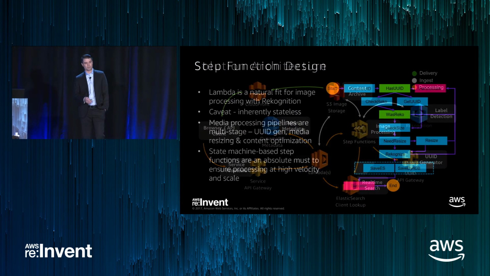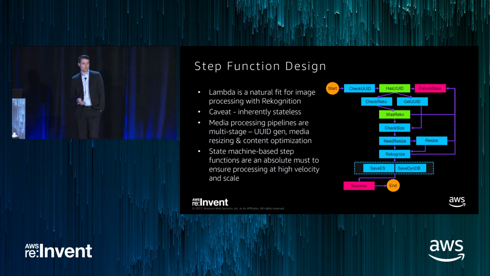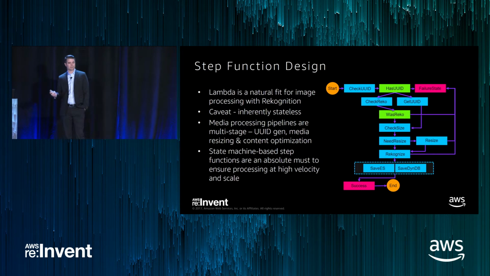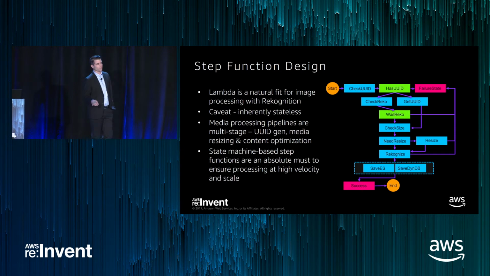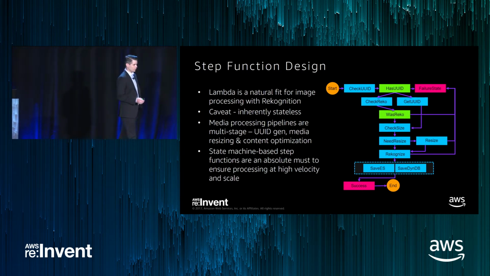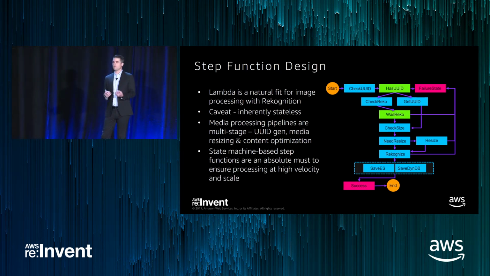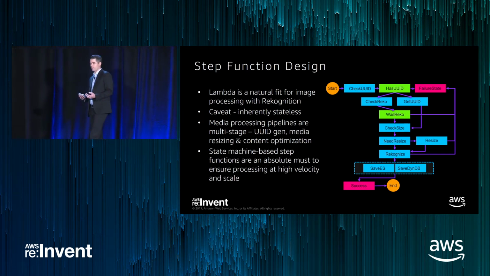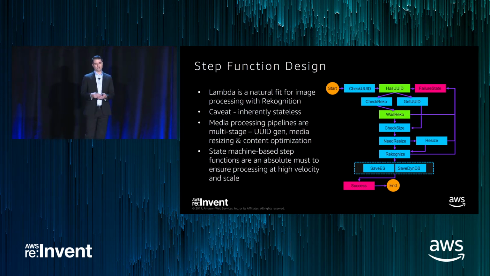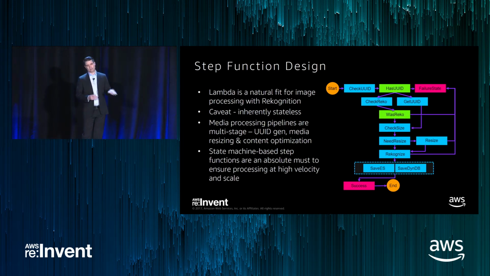I'll dive more into the step function workflow now. Again, as Lambda is inherently stateless, we needed something that could keep state and act as the single source of truth for this process. So if you can see here the step function workflow that we're utilizing, as an image comes in, we're checking to see if the image has ever had a UID generated for it. If an image has had a UID generated for it, we can then just check to see if it's been recognized, and if it's been recognized, we can kill the process.